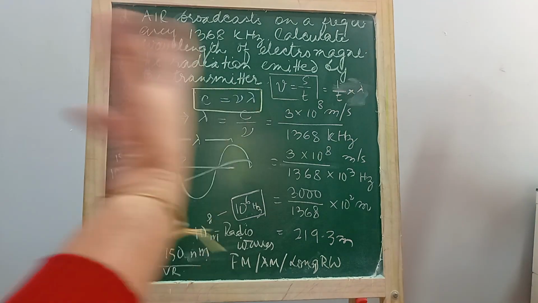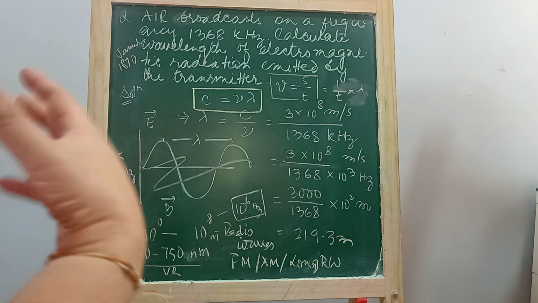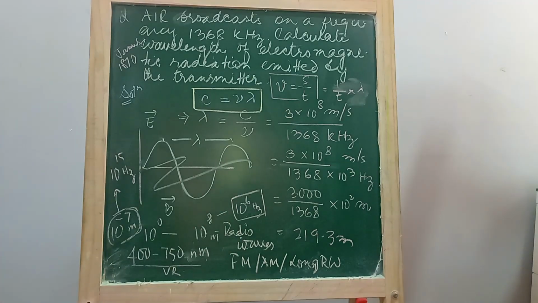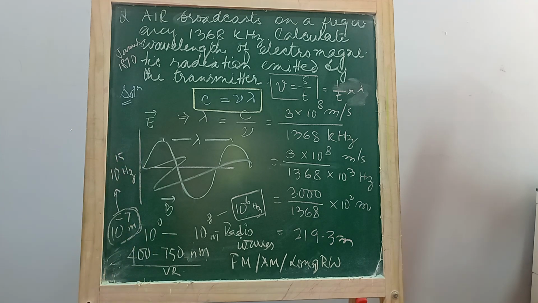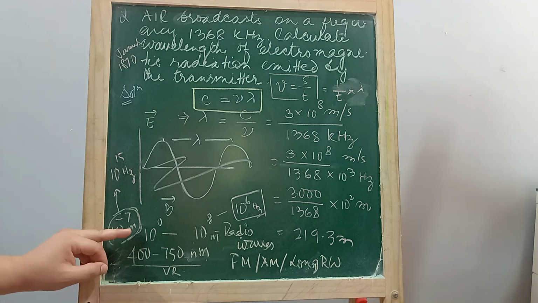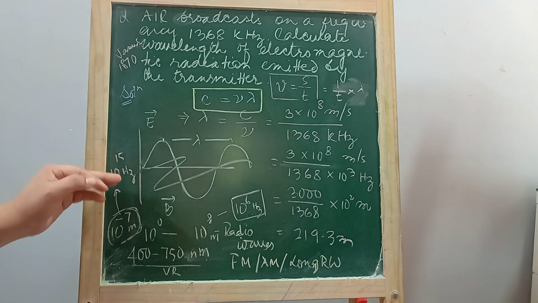Visible light, the light through which we see everything, which comes from the sun, is also a part of electromagnetic radiation. It's a kind of electromagnetic radiation which has some special wavelength. The visible range has a wavelength of 400 to 750 nanometer, which is around 10 to the power minus 7 meter. It's very small, and it has a frequency of 10 to the power 15 hertz.